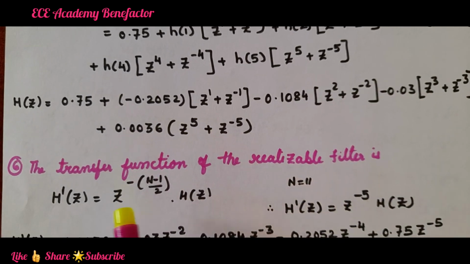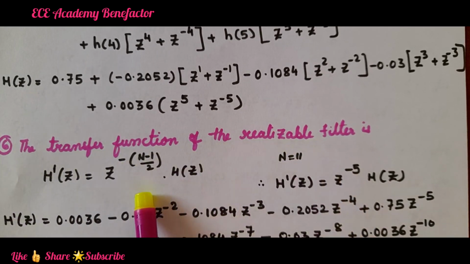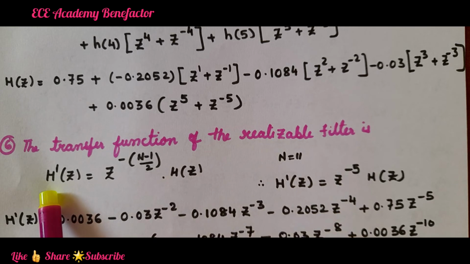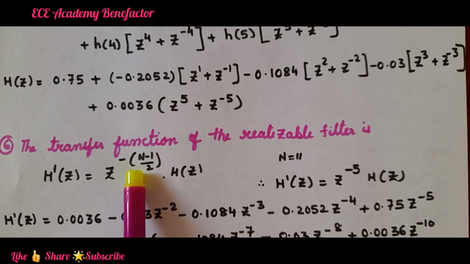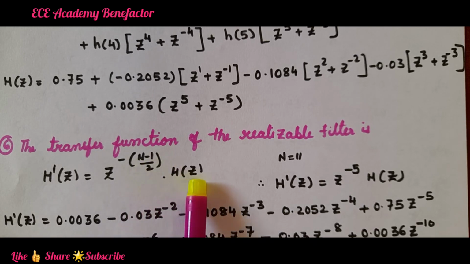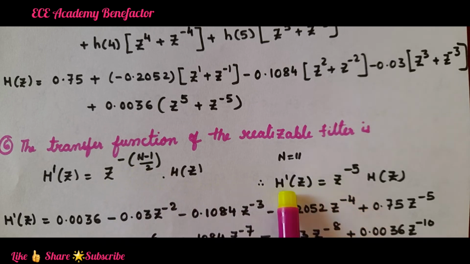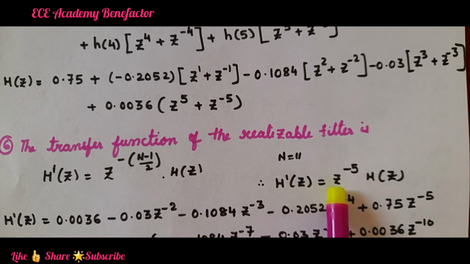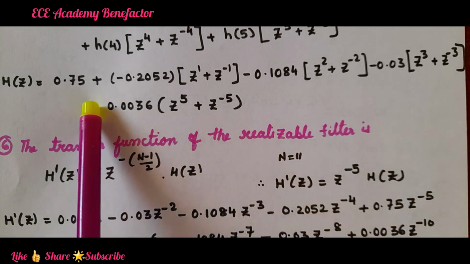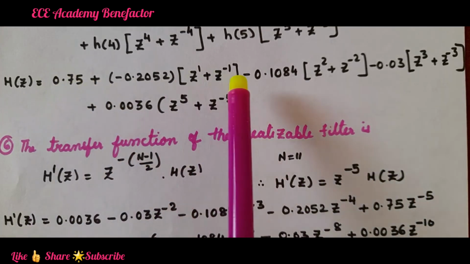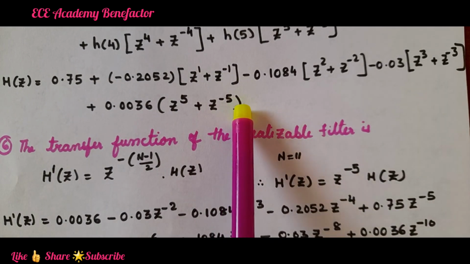Next step, the final step is the transfer function of the realizable filter, which is denoted by H dash of z. H dash of z is equal to z to the power of minus of n minus 1 by 2 dot H of z. Capital N value is 11. So, it will become H dash of z is equal to z to the power minus 5 dot H of z. We got H of z here. Multiply this complete equation with z to the power minus 5.